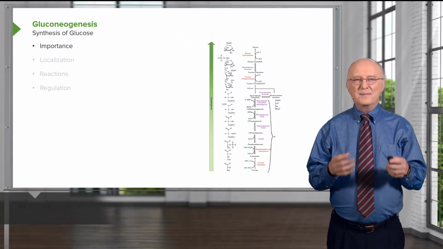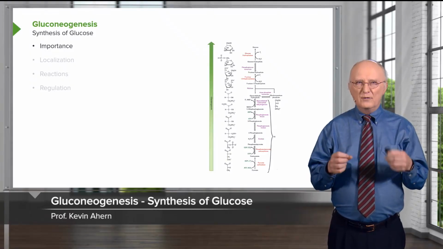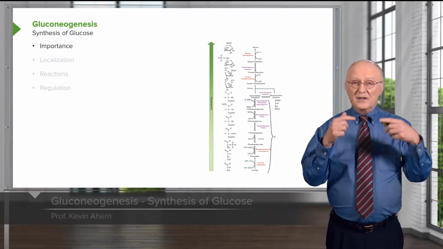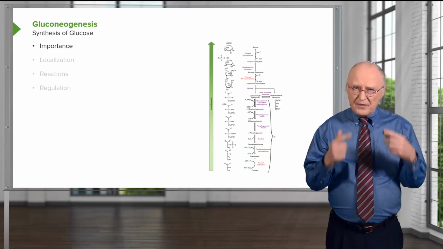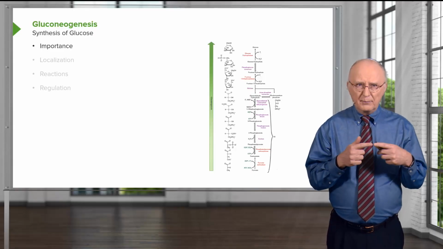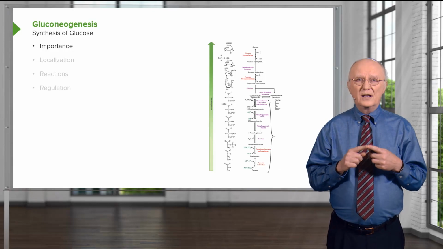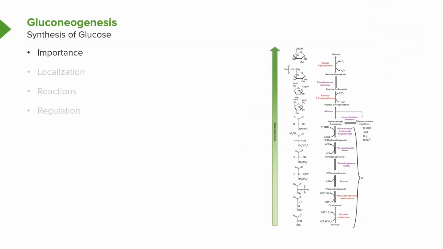I want to spend some time now talking about the pathway of gluconeogenesis. This is the way that cells make glucose. And this pathway is very, very important, especially for a multicellular organism. Multicellular organisms have a fairly constant need for glucose. Our eyes need it pretty badly, our brain needs it, and they don't have ways of producing it. So maintaining glucose concentration is important.